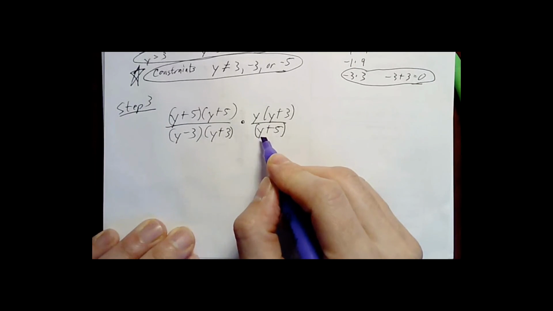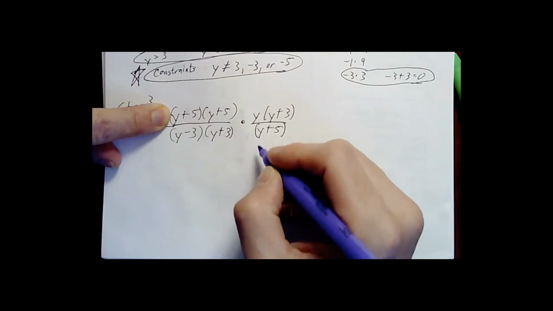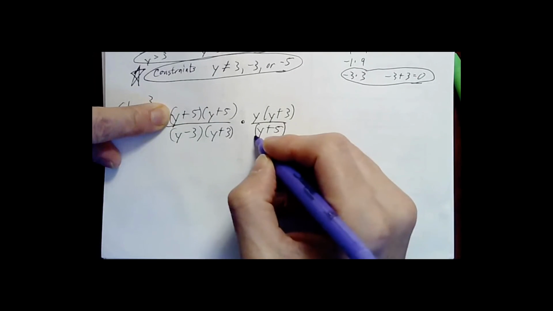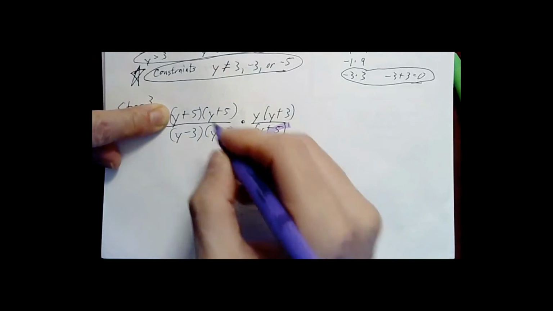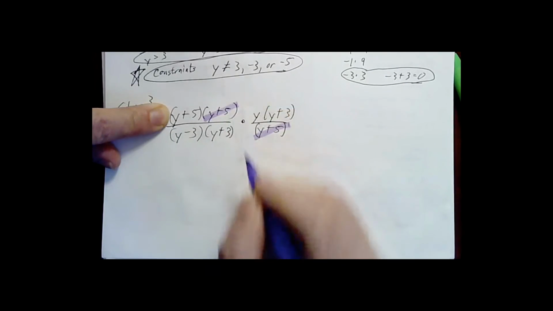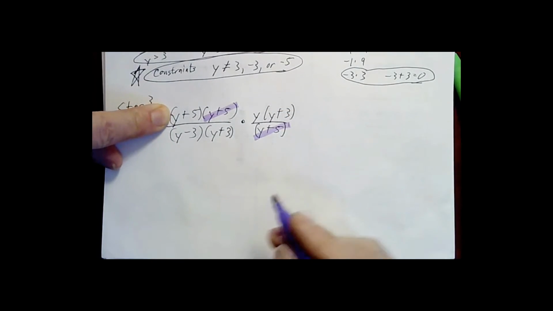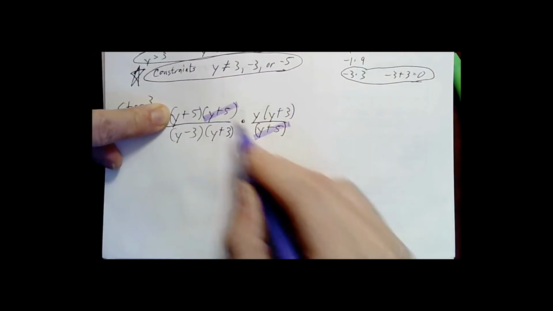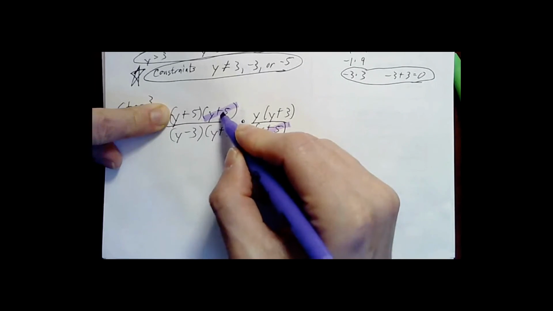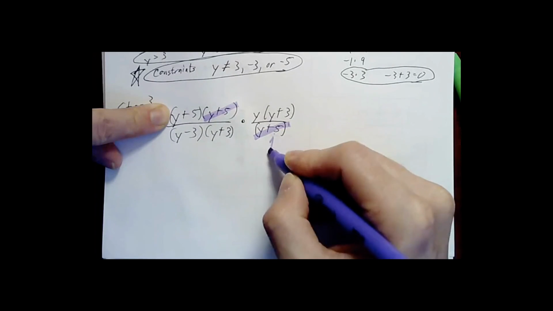Here I have a y plus 5 in my denominator and I have two y plus 5s in my numerator. I'm going to cancel this one y plus 5 with one of these y plus 5s. Not both, just one. Because what they do is they divide each other to 1. Y plus 5 divided by y plus 5 will equal 1. So now I have 1 in those spots.